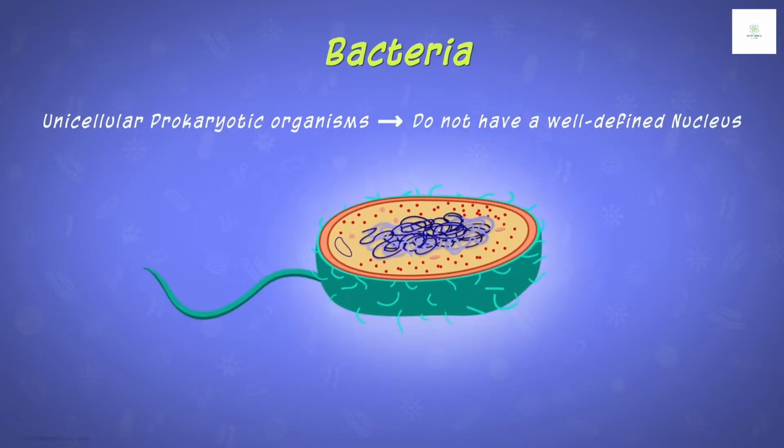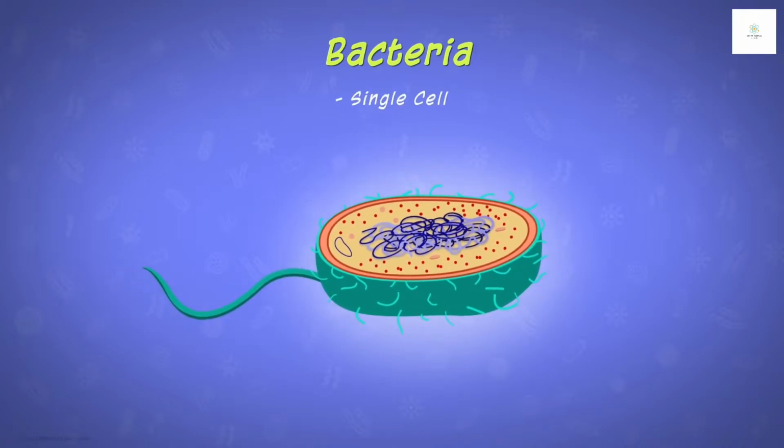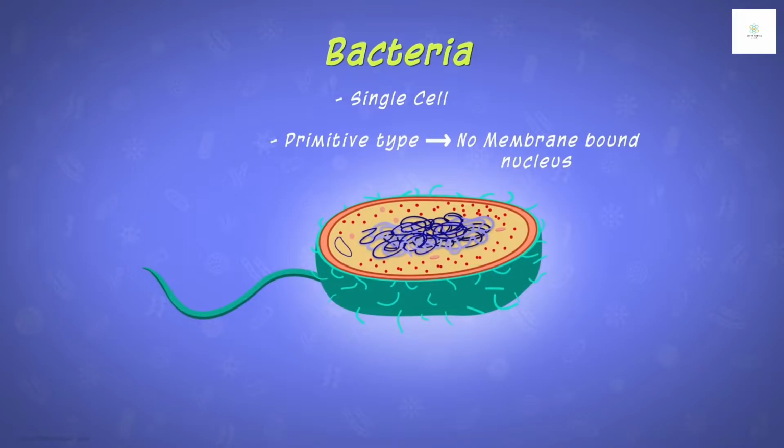As we can see here, in these organisms, the genetic material is randomly scattered in the cytoplasm. So when we say that the bacteria are unicellular prokaryotes, it means they have a single cell which is of a primitive type without a well-defined nucleus. Would studying them be simpler then?